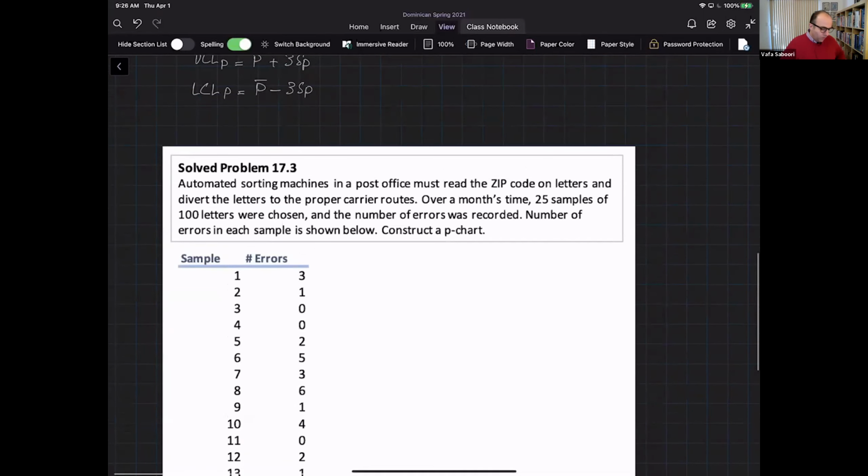So this is my solved problem number 17.3. We have an automated sorting machine in the post office that must read the zip code on letters and divert the letters into the proper courier routes. Over a month's time, 25 samples of 100 letters were chosen and the number of errors were recorded. The number of errors in each sample is shown below. Construct a P chart.